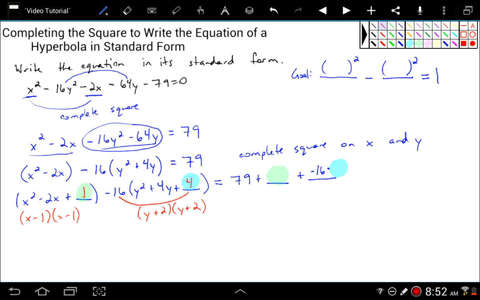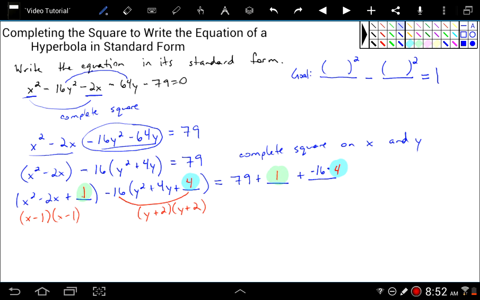Now I need to balance it by doing the same thing on the right side. So notice that the 1 here is multiplied by a hidden 1 out here. So I truly add just a 1 on the right side. But the 4 that I added here is multiplied by negative 16. So on the right side I didn't just add 4, I added 4 times negative 16 to keep both sides balanced. Okay, we're almost done.